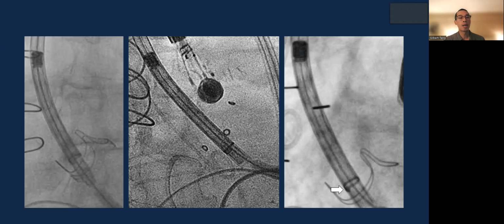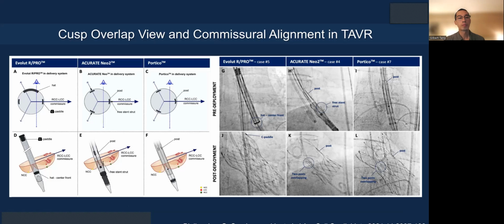So here are the 3 examples of the Evolut system in TAVR in SAF to reduce the parallax of both the surgical valve and the Evolut system. As you can see here with the Mosaic valve and here with the Paramount 2700 valve. Now, the cusp overlap view, of course, we know is also helpful in commissural alignment, especially with self-expanding valves.